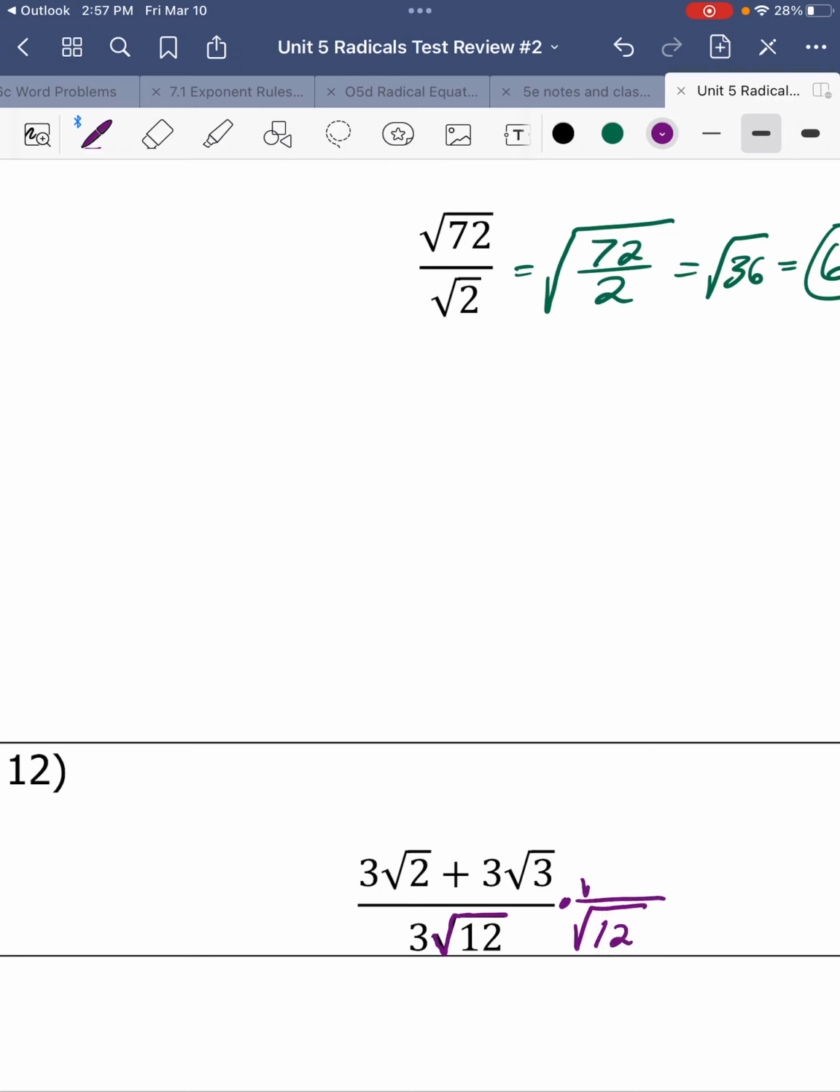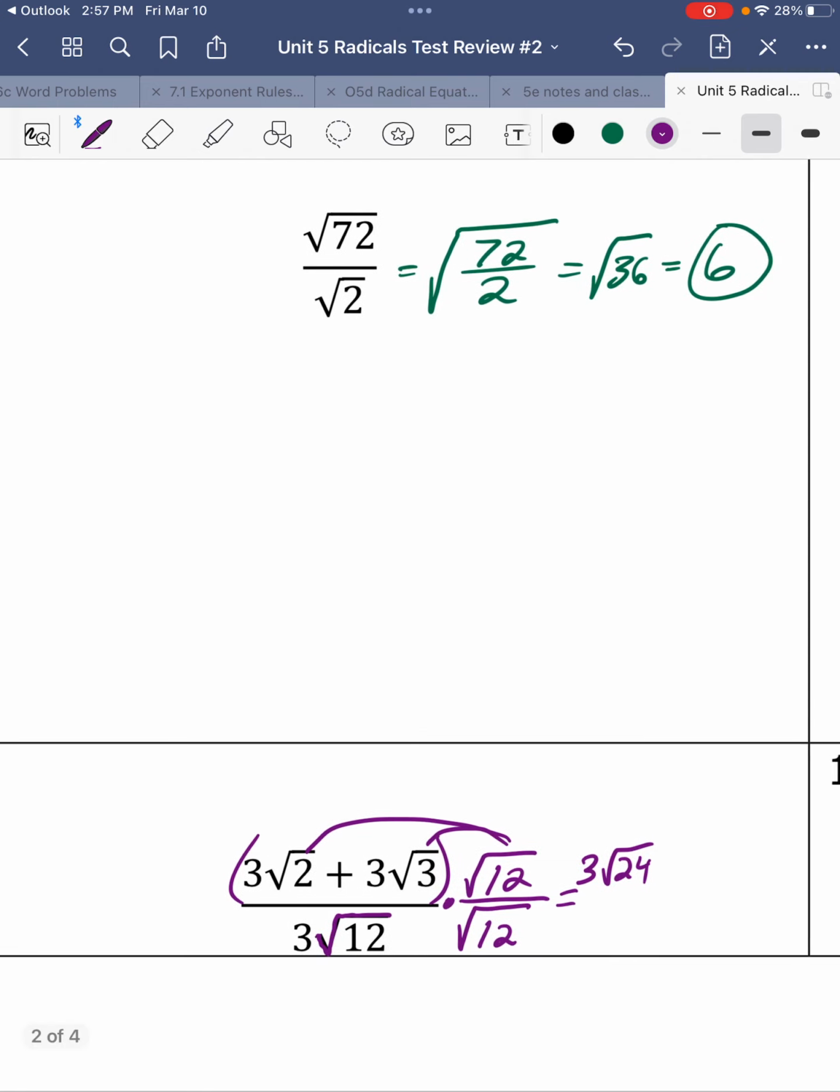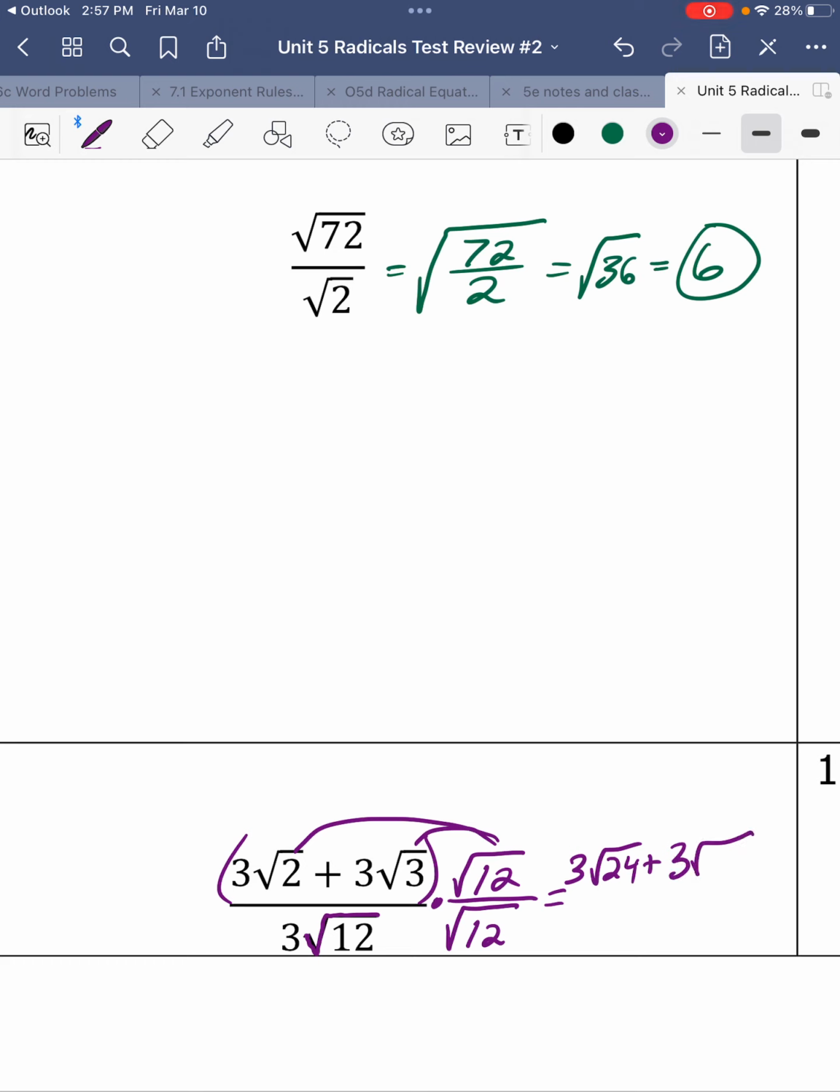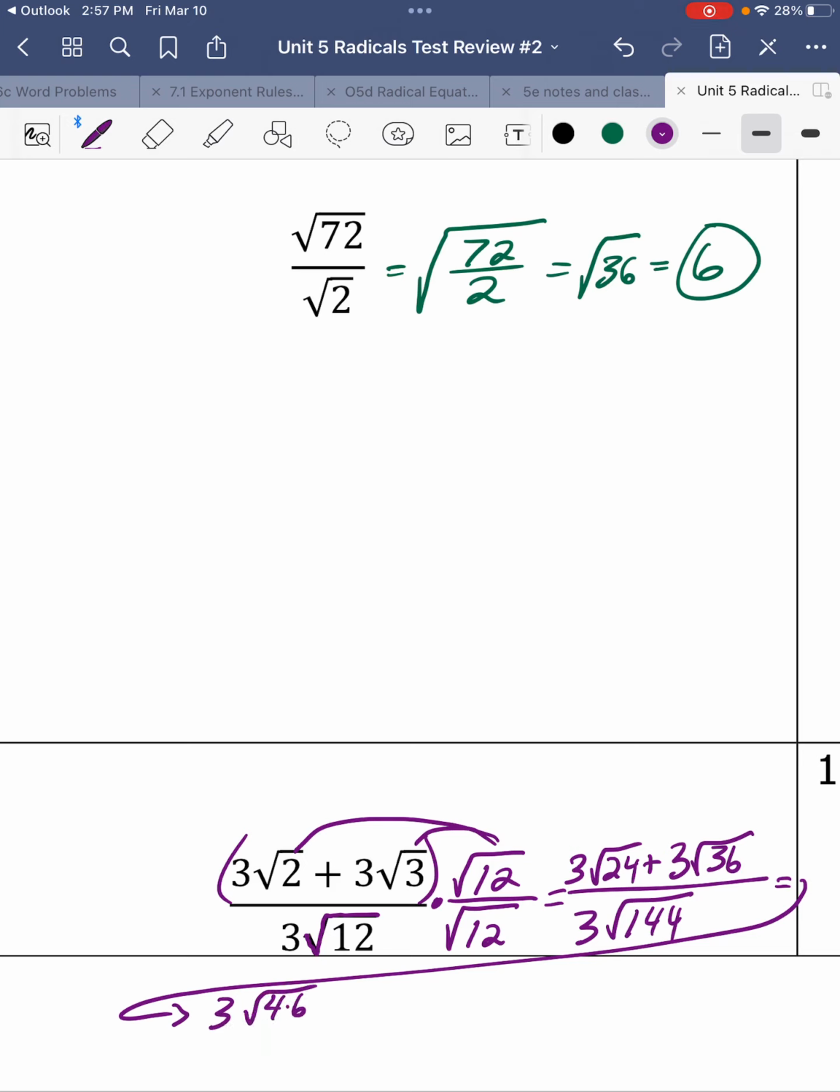So I need to multiply by the square root to get rid of it in the denominator as your final answer. We have a binomial in the numerator. We have 3 square root of 24 when we multiply that out, and we have 3 square root of 36 divided by 3 square root of 144. Simplify each term. We have 3 square root of 24, which is 4 times 6. Square root of 36 is 6. And the square root of 144 is 12.